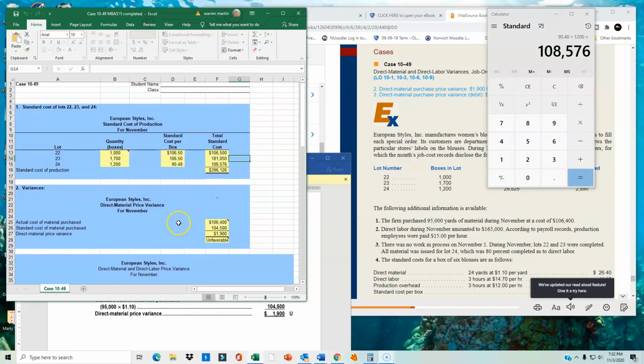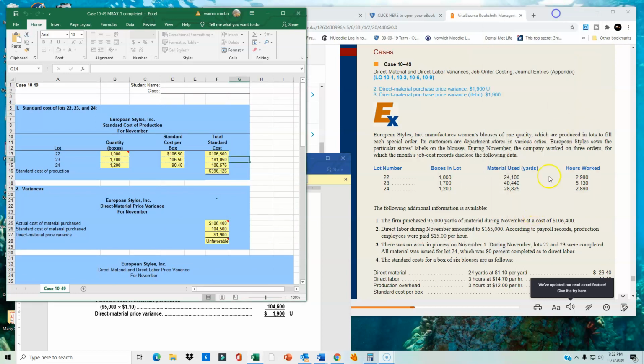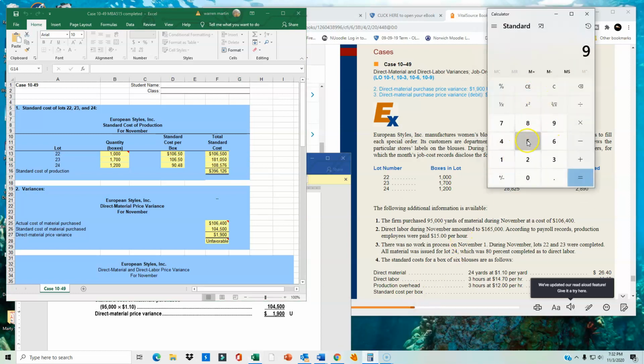Then down here, actual cost of material purchased. It already told us that right here. It cost 106,400. The standard cost of the material, we already know it's $1.10 per yard. So all we're doing there is multiplying that times the 95,000. If we do the calculator again real quick, cleared it out, we have the 95,000 and we multiply it by the $1.10. That gives us 104,500.